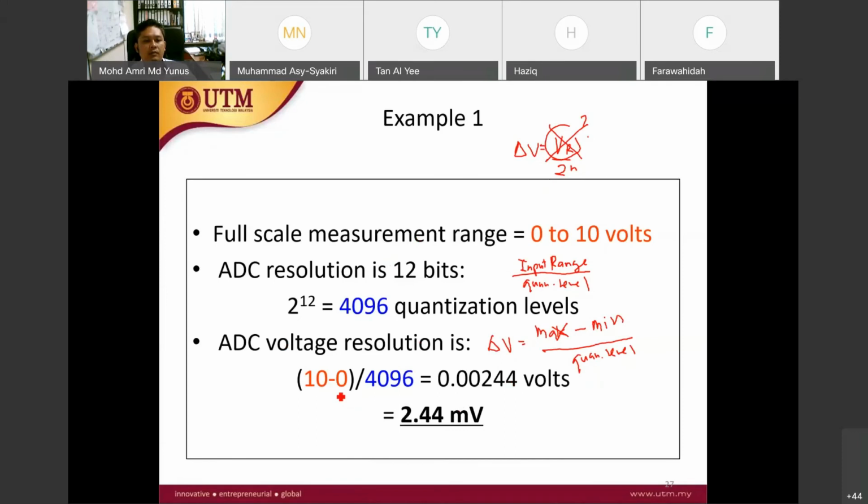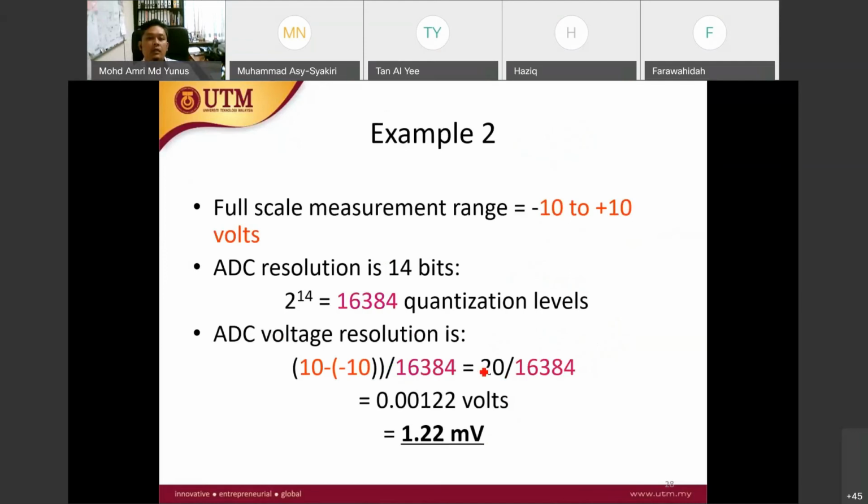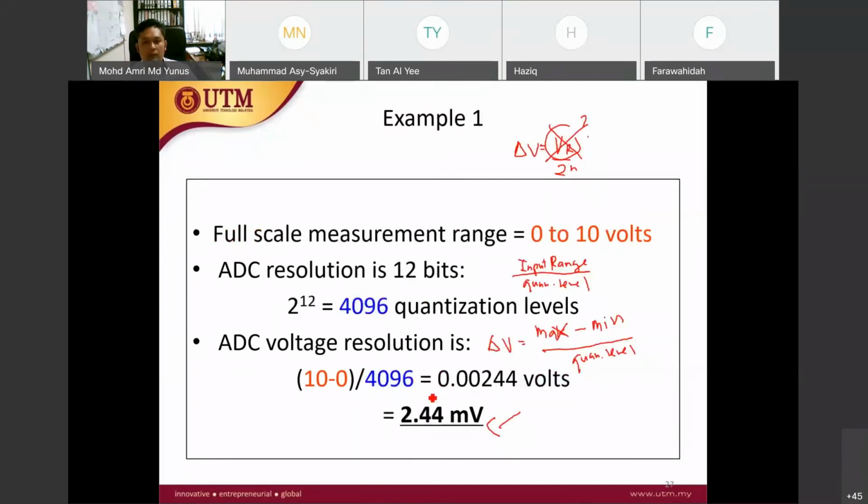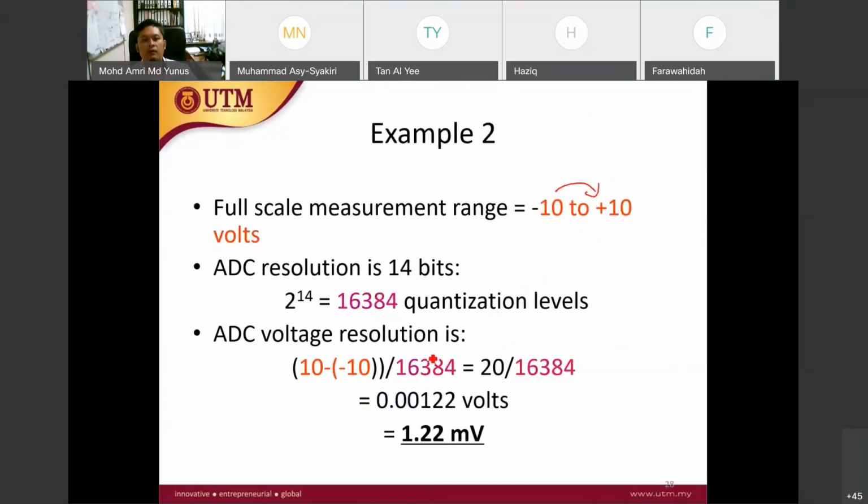So 10 minus 0 divided by the quantization level, so the resolution of the analog to digital converter is 2.44 millivolt. In this example, you see the analog input can swing from negative 10 volt to positive 10 volt, whereas the resolution is 14 bit. So you use this equation to find the resolution. In this case, the resolution is 1.22 millivolt, much smaller than before. So it is a better analog to digital converter.